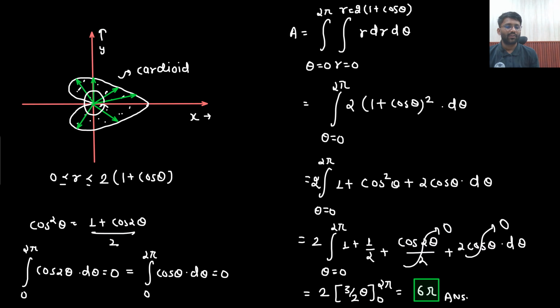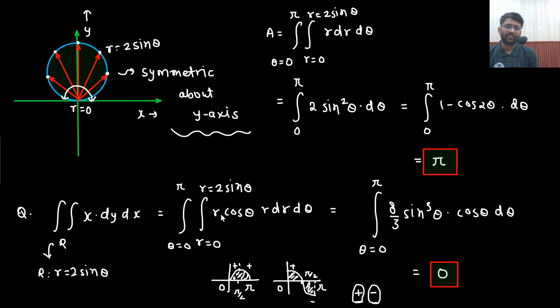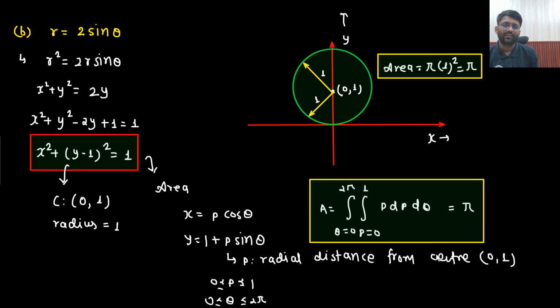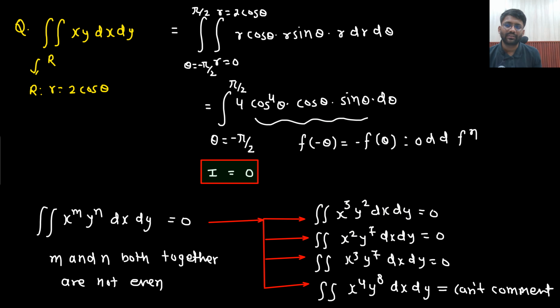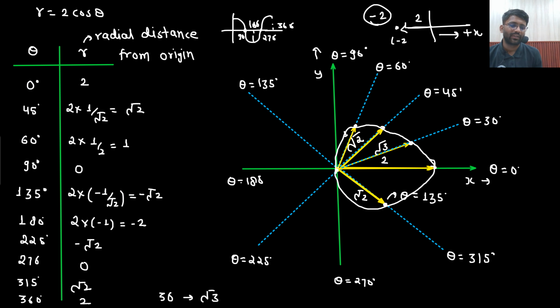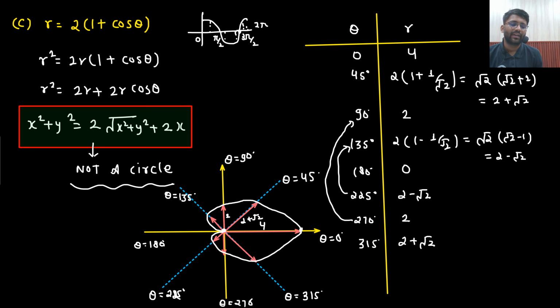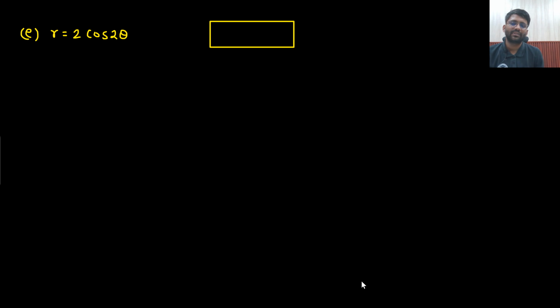All good. So cardioid we have studied, two circles we have studied. These are the two circles we have studied. This circle we have studied, and this circle which is r equals 2 cos theta we have studied. So 4 shapes we have studied, and their calculus also we have seen. Next one is also very famous. This is the rose petal.